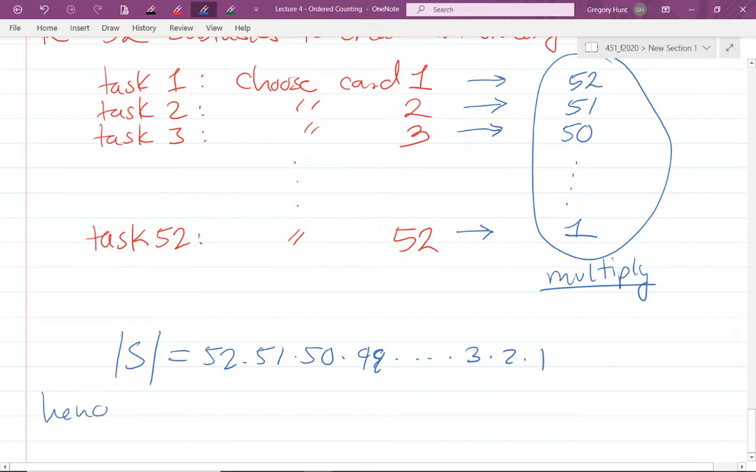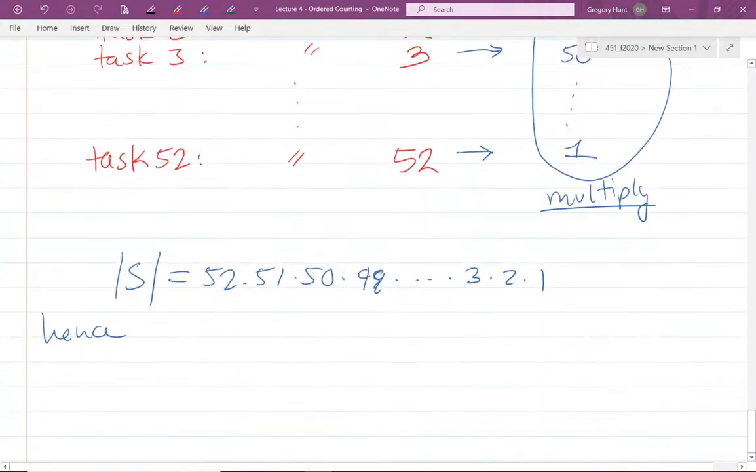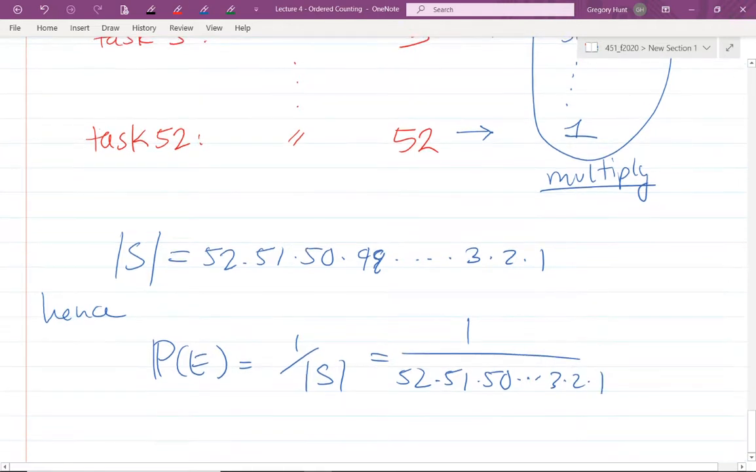And hence, we said up here that the probability of getting the cards in order, probability E, is just 1 over the cardinality of S. And so that's going to be 1 over 52 by 51 by 50, dot, dot, dot, 3 by 2 by 1, right? You can actually calculate that, say, ask Google what that is. It's something on the order of 10 to the negative 68. So don't bet on that. That's not a winning thing to do.